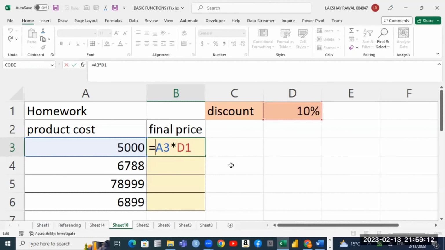So how will you calculate this amount, minus the discount? Yes or no? What is the difficulty? Ma'am, how to calculate the discount? Actually, 5,000 is the product cost. Then why do you write A3 again and into D1?